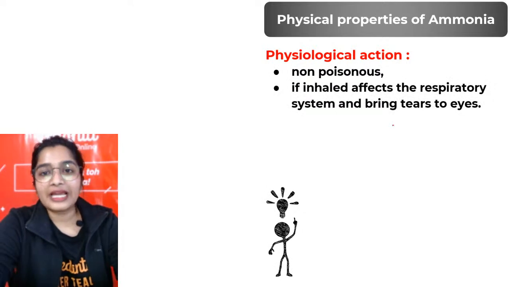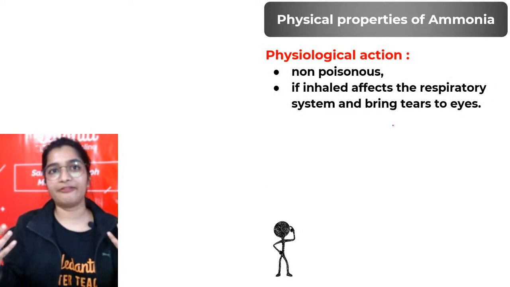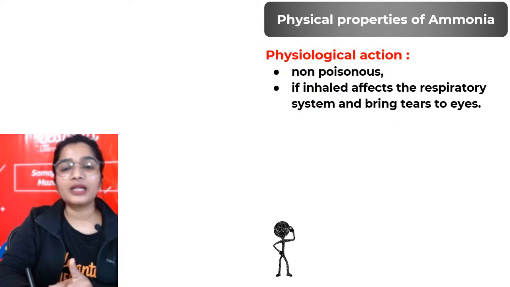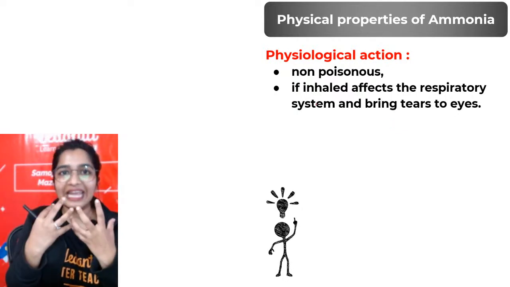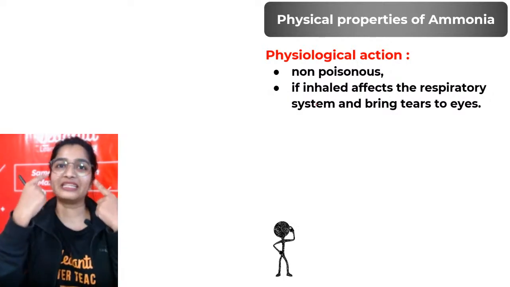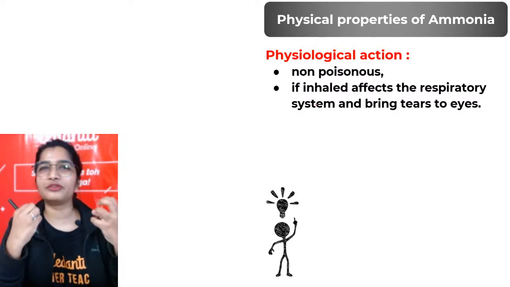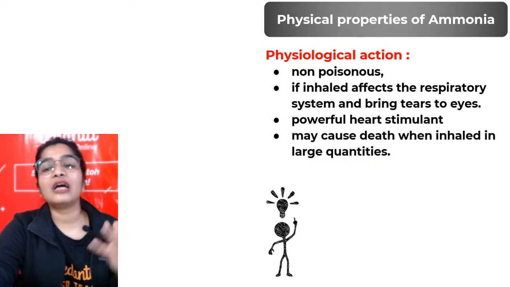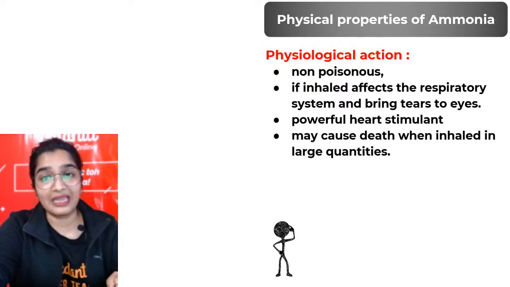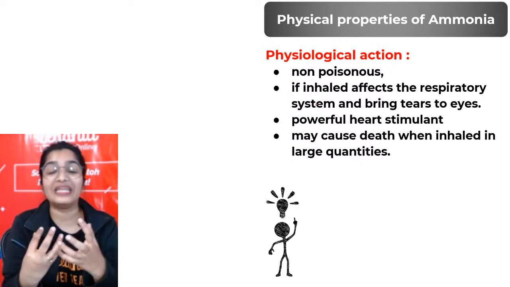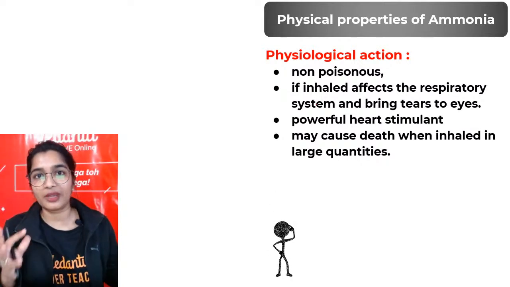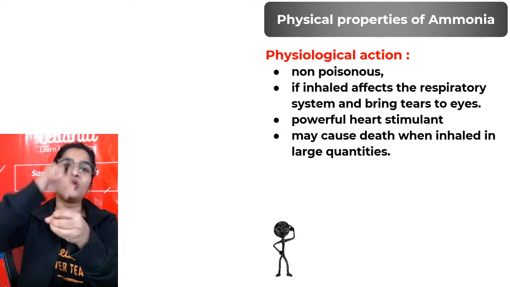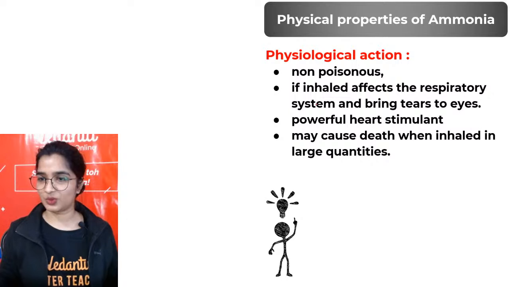So physiological action, that is what happens if you come in contact with the ammonia gas. It is non-poisonous, but if you inhale it for a long time, it brings tears to eyes. It's kind of like itchy feeling. That is it. Powerful heart stimulant, and it may cause death if you inhale it in large quantities. Okay, large quantities. But in the laboratories, we will just take 2 drops of ammonia, then you will be fine. It's okay.